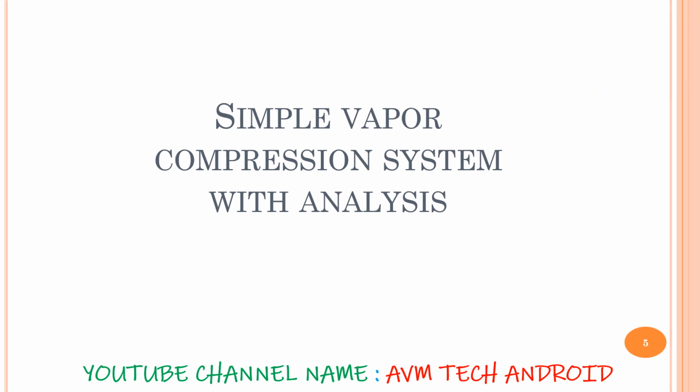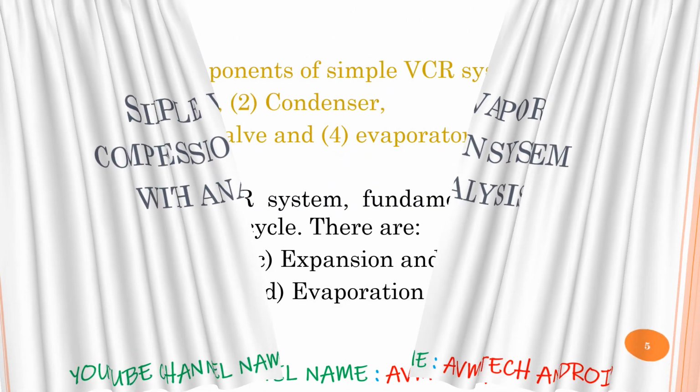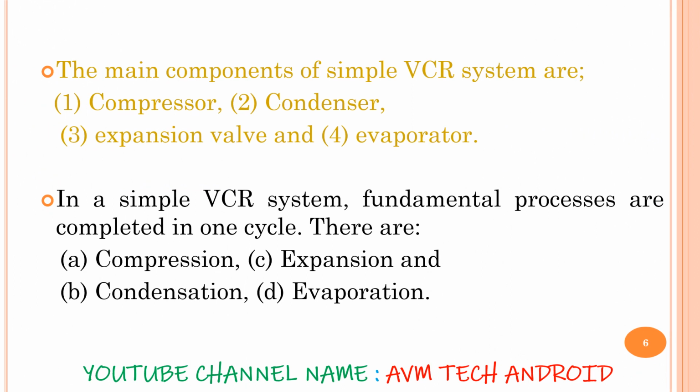Now we have to discuss the simple VCR cycle, that is vapor compression refrigeration system with analysis, which is widely known as mechanical refrigerator or fridge or domestic refrigerator, which is available at our home, as well as used for industrial application. So the major components of simple VCR cycle include compressor, condenser, expansion valve and evaporator. So four major components are there: compressor, condenser, expansion valve and evaporator.